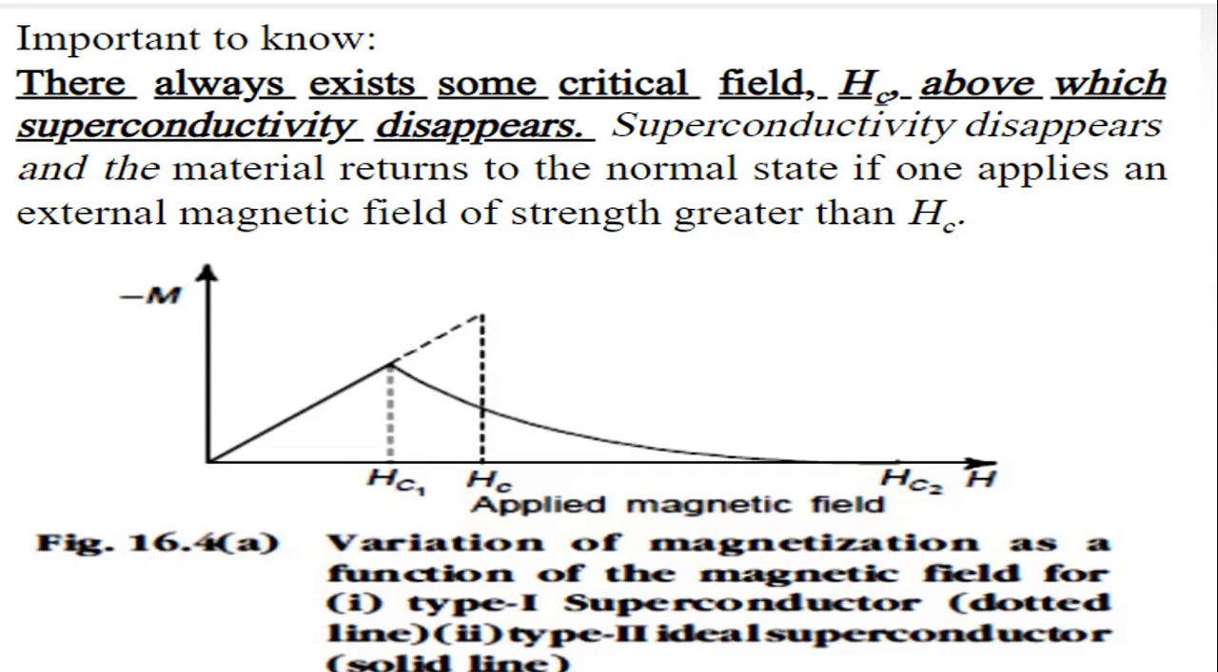You can see the schematic diagram, with the applied magnetic field on the x-axis, and at different values you will find Hc1 and Hc2. The region between Hc1 and Hc2 is known as the mixed state, where the magnetization varies with respect to the applied magnetic field. Type 1 superconductors are shown with dotted lines, and type 2 superconductors, which we call ideal superconductors, are shown with a dark line.